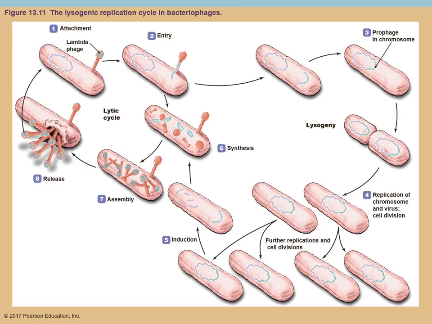And at any point in time, once again, it can be triggered by environmental conditions. At any point in time, you can go, wait a minute, I'm kind of done with this, and you cut yourself out of the host cell DNA, and then you flip into the lytic cycle. So you cut yourself out, you start doing viral DNA replication now, take over in assembly, and then release.